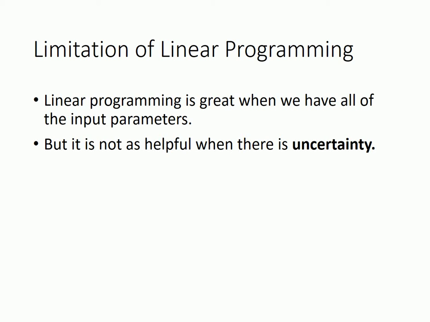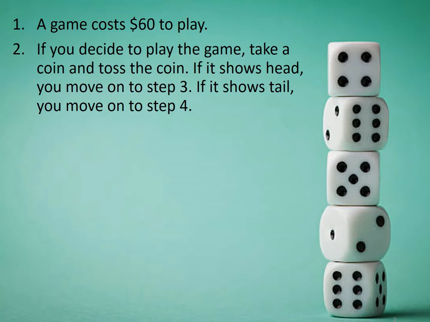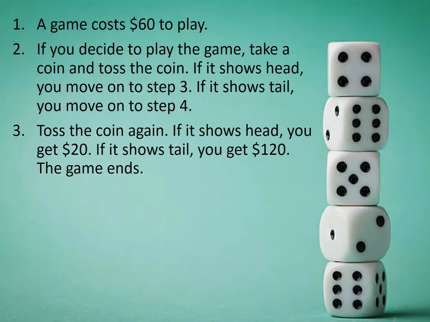Let me give you an example. Let's say there's a casino with a game. If you want to play the game, you need to pay $60 as an admission. If you pay the $60 and play the game, then you will take a coin and toss it. If it shows head, then what you will do is take that coin again and toss it. If it shows head in the second toss, you get $20 back. If it shows tail in the second toss, you get $120 back, and the game ends.